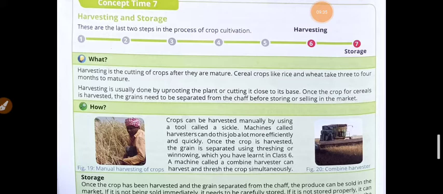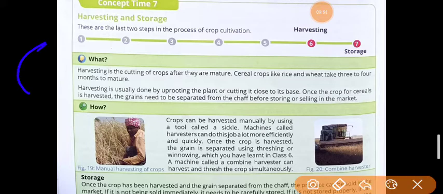So how do we harvest? As I already told, by cutting or uprooting the plant, and that is done with a tool called a sickle. I will show you what a sickle is. I can draw it here. It has a shape like this. This side is sharp, so that will cut. This is what a sickle is.